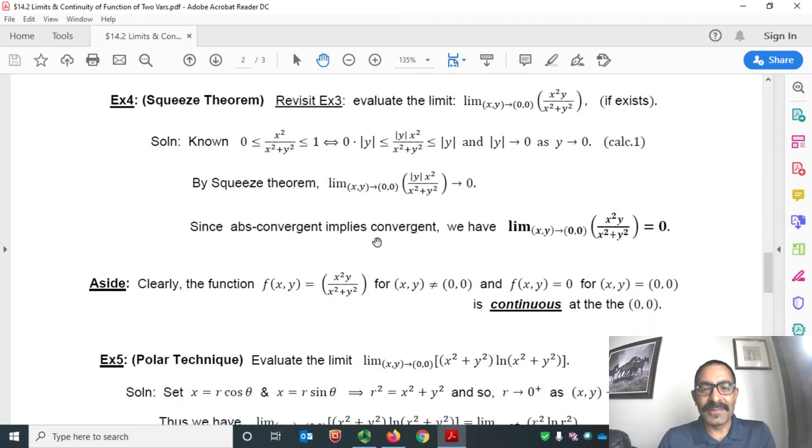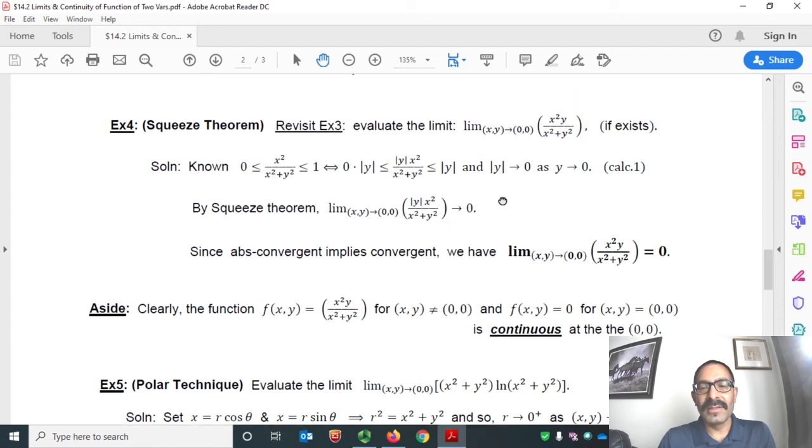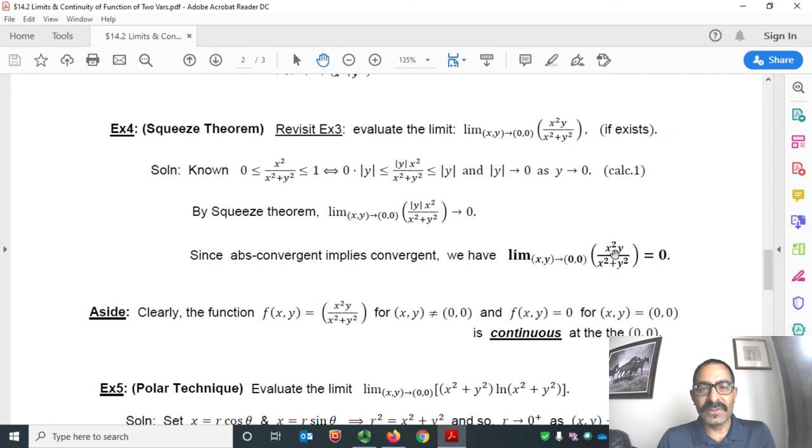So that means we have the absolute value here, by the way. All numbers are positive and y is positive. That means this goes to 0, and we know absolute convergence implies convergence. Then the function without the absolute value also converges to 0. Hence, the limit of this function x square y over x square plus y square as (x,y) approaches (0,0) is 0. I hope this idea makes sense to you all.